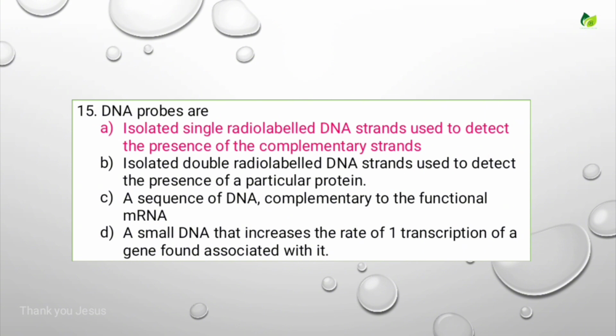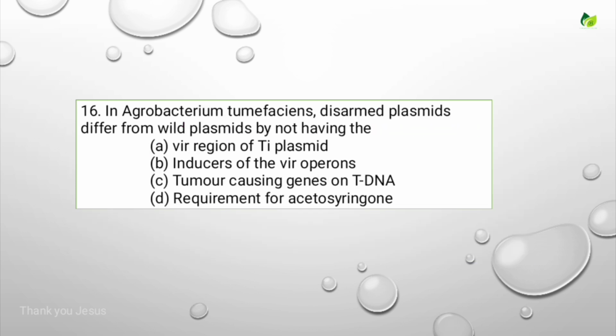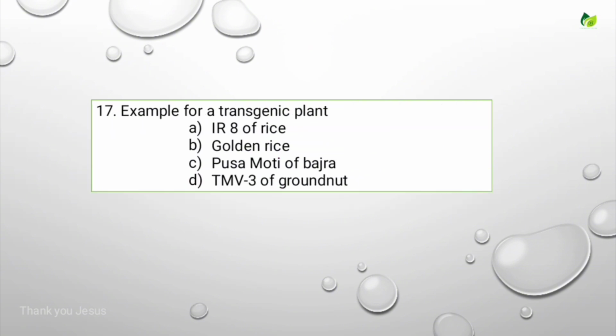For this, the correct answer is DNA probes are isolated single radio labeled DNA strands used to detect the presence of complementary strands. Let's see the next question. In Agrobacterium tumefaciens, disarmed plasmids differ from wild plasmids by not having them. Options are Vir regions of Ti plasmid, inducers of the Vir operons, tumor causing genes, and tDNA. Requirement for acetylserine gene. For this, the correct answer is tumor causing genes and tDNA. Let's see the next question.